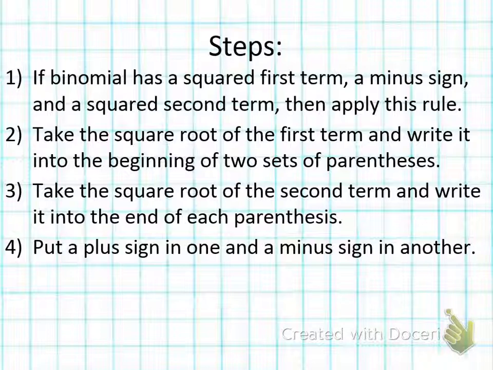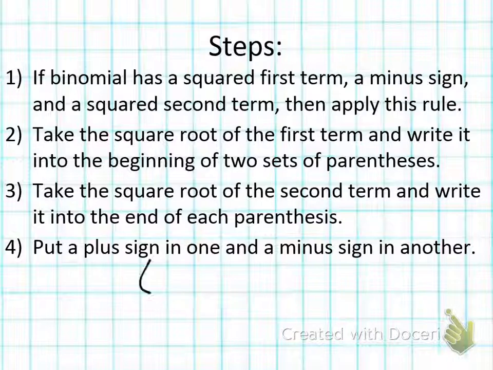Then we'll take the square root. So if we can apply this rule, we'll take the square root of the first term and write it into the beginning of two separate parentheses. Okay, then we'll take the square root of the second term and write it into the end of the parentheses and put a plus sign in one and a minus sign in the other.